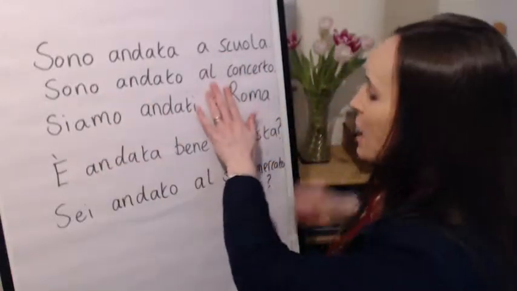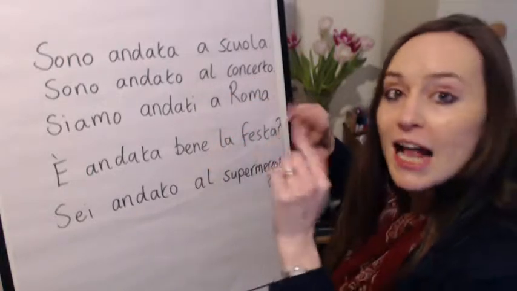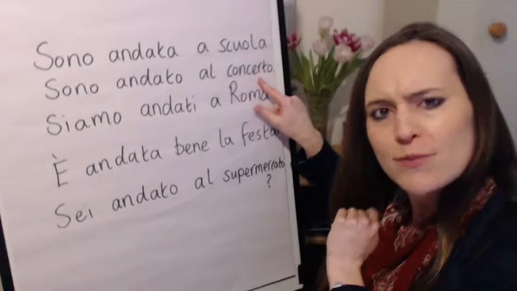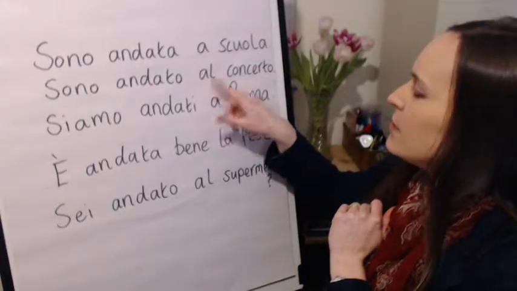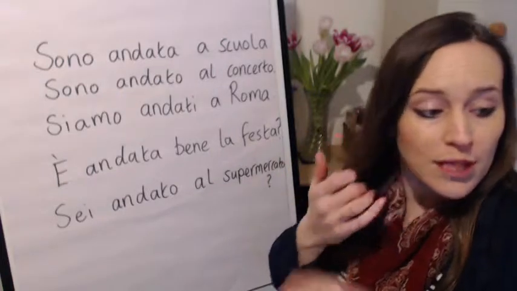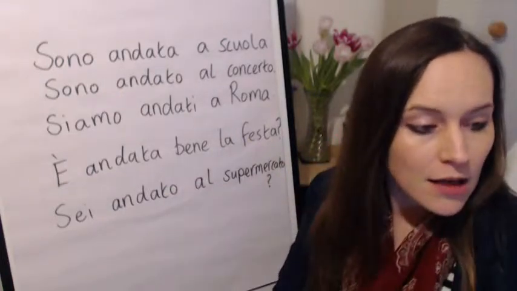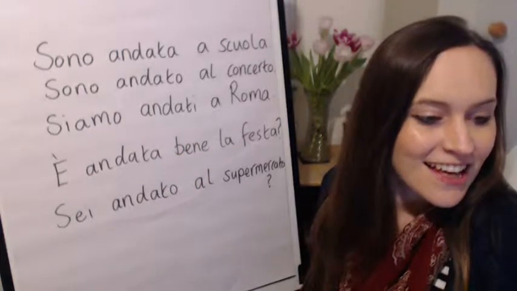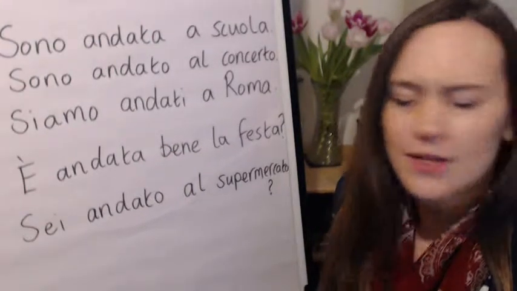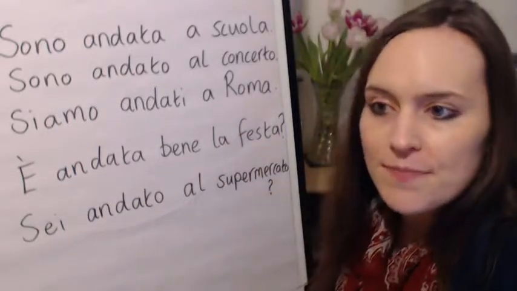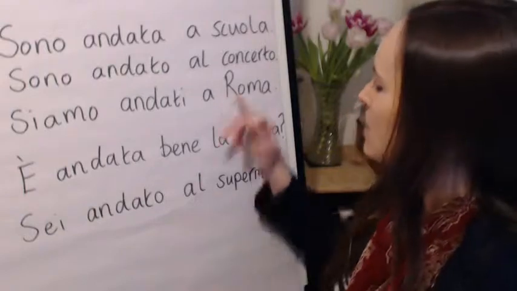What about this one? Sono andato al concerto. Al concerto. To the concert. This is something we'll see more of. Al concerto. To the. Now we've got a plural one. Siamo andati a Roma. Okay, so I'm often using Rome as an example. So why is it a Roma here instead of, say, al as above?